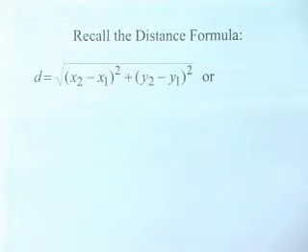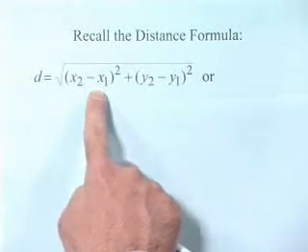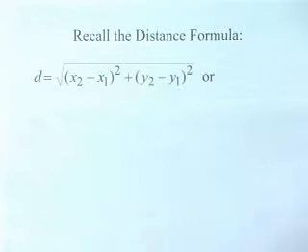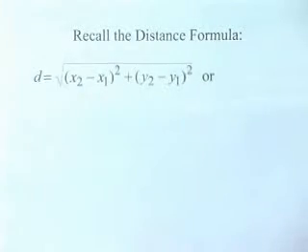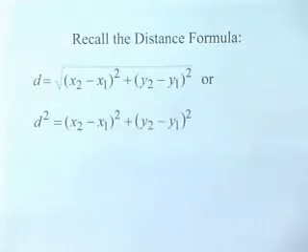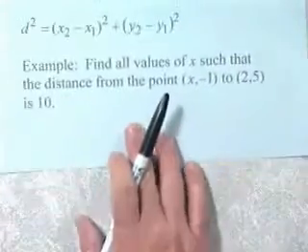Remember, we defined this earlier. The distance between two points is the square root of the difference between the x values squared plus the difference between the y values squared. Now notice, if we square both sides of this equation, the square root will disappear on the right, and we're left with d squared on the left. So let's keep that in mind. And here's a nice little example.